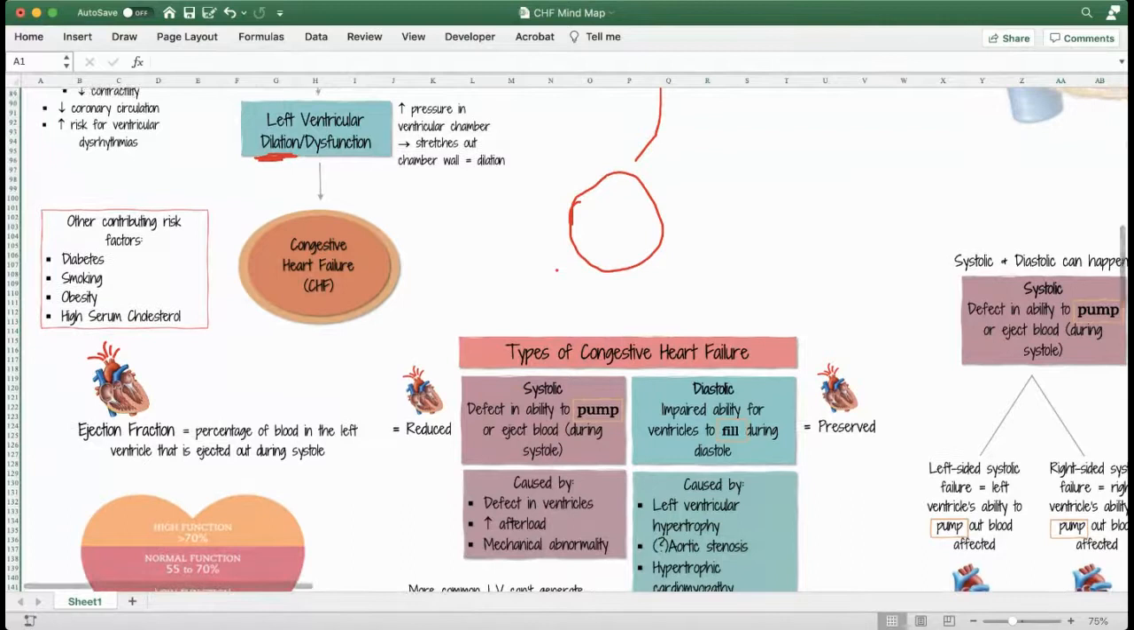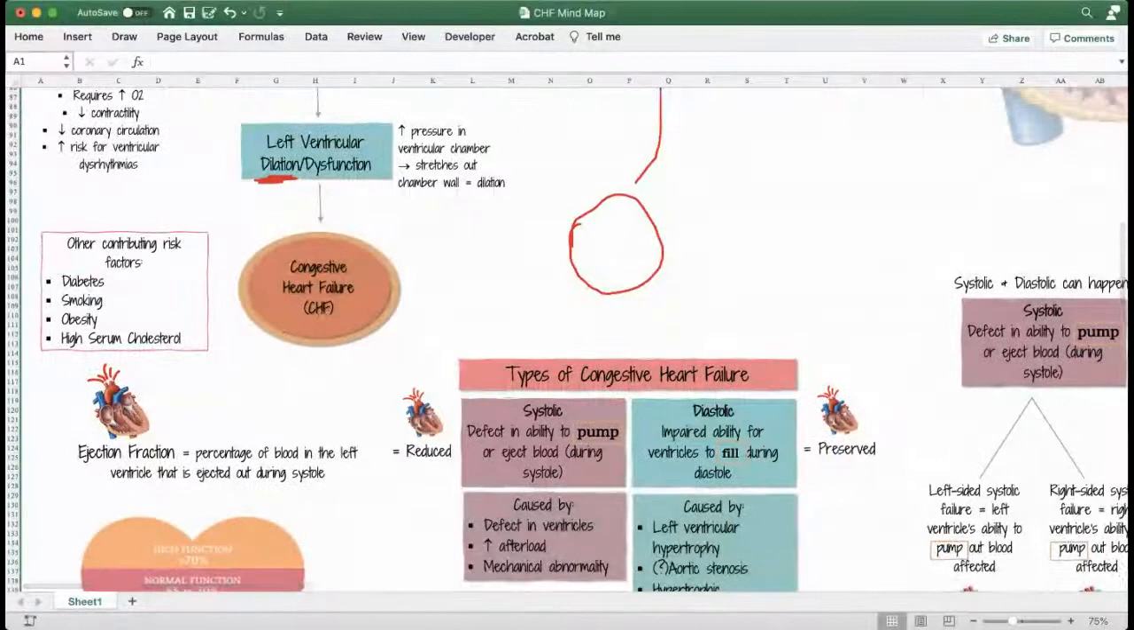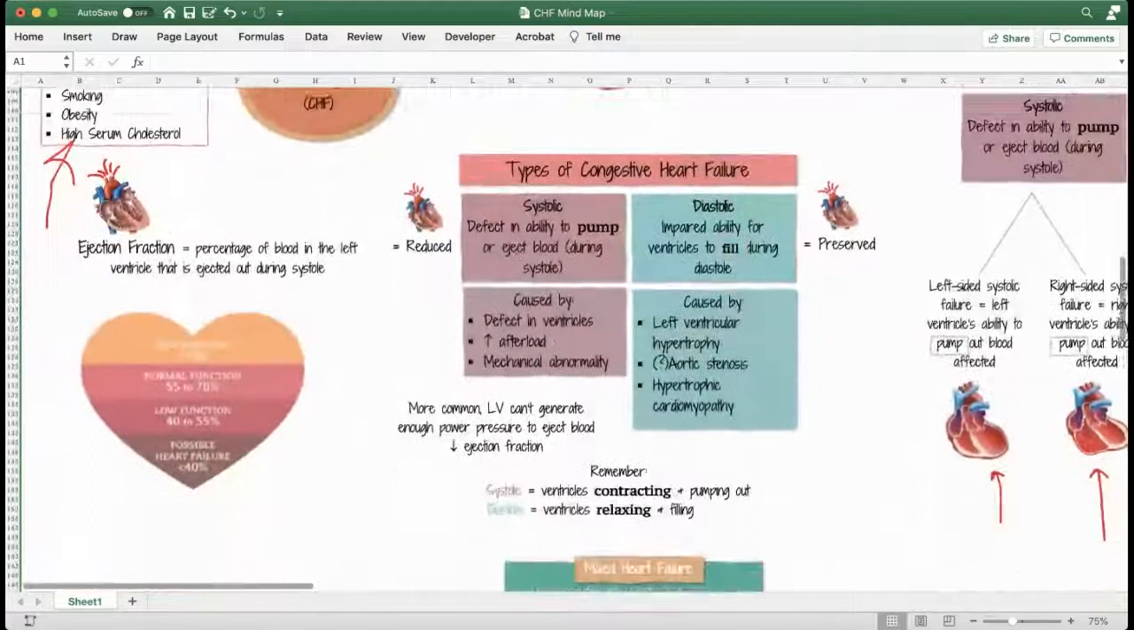So these are the things that will contribute to congestive heart failure, chronic heart failure, heart failure. They all mean the same thing to me. I don't know if your teacher's picky about that, but other contributing factors are all things we've talked about. So again, things that will affect hypertension and CAD, so I won't go over them again.